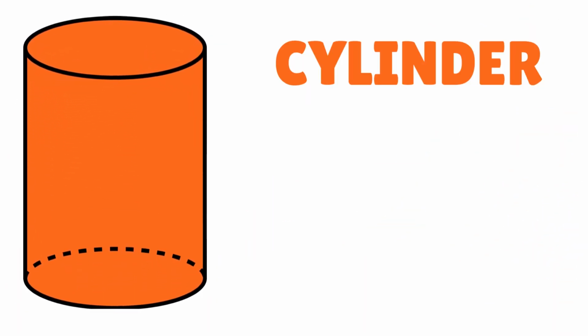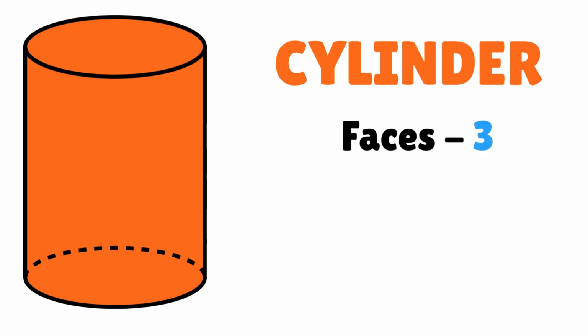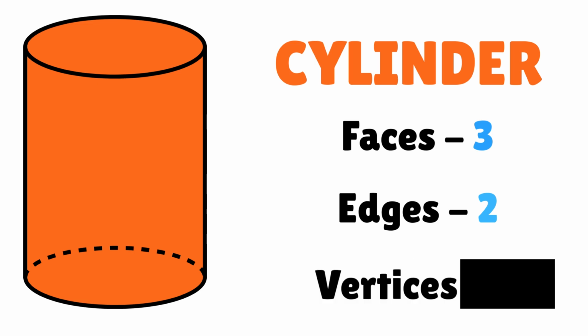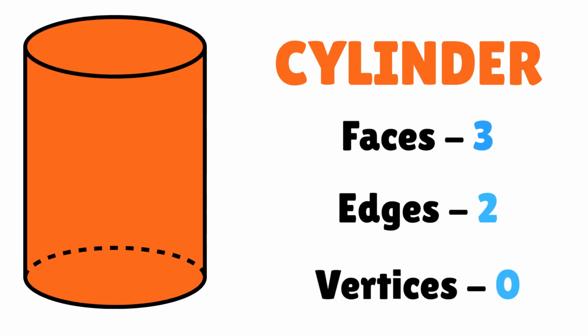Hey, I am a cylinder. I can roll like a log. I have 3 faces, 2 circular and 1 curved. I also have 2 circular edges and no vertices.